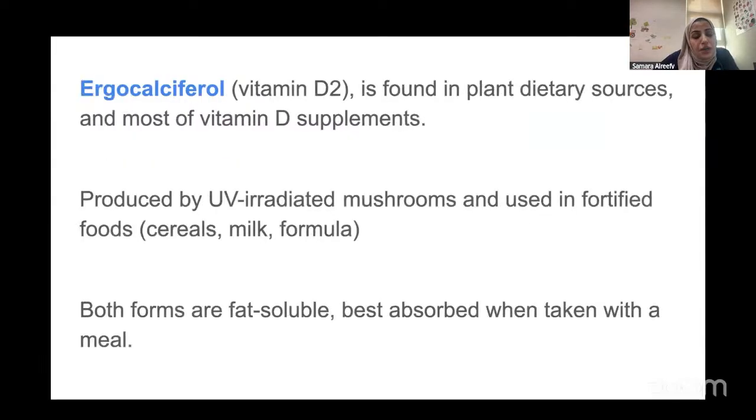On the other hand, the other form of vitamin D, which is vitamin D2, also known as ergocalciferol, is found in plant dietary sources, so it is plant-based, and in most of our vitamin D supplements. It is found in fortified foods like fortified cereals, milk, and infant formula. Now, both forms of vitamin D are fat-soluble, so they are best absorbed when given with a fatty meal.